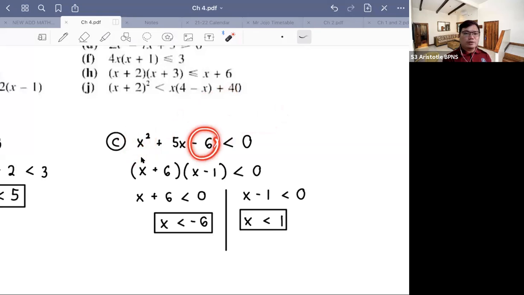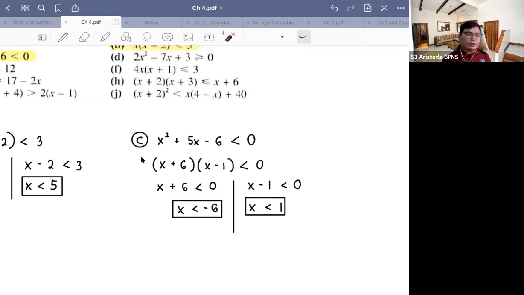So what are the factors of negative 6 that when we add them, it's equal to positive 5? Of course, it's 6 and negative 1. So 6 times negative 1 is negative 6. 6 minus 1 is 5. Okay, so that means we have the correct factors, less than 0. What's next? We do not equate, because it's an inequality. So x plus 6 is less than 0, and then x minus 1 is less than 0. So the solution set for letter C is from negative 6 up to positive 1.